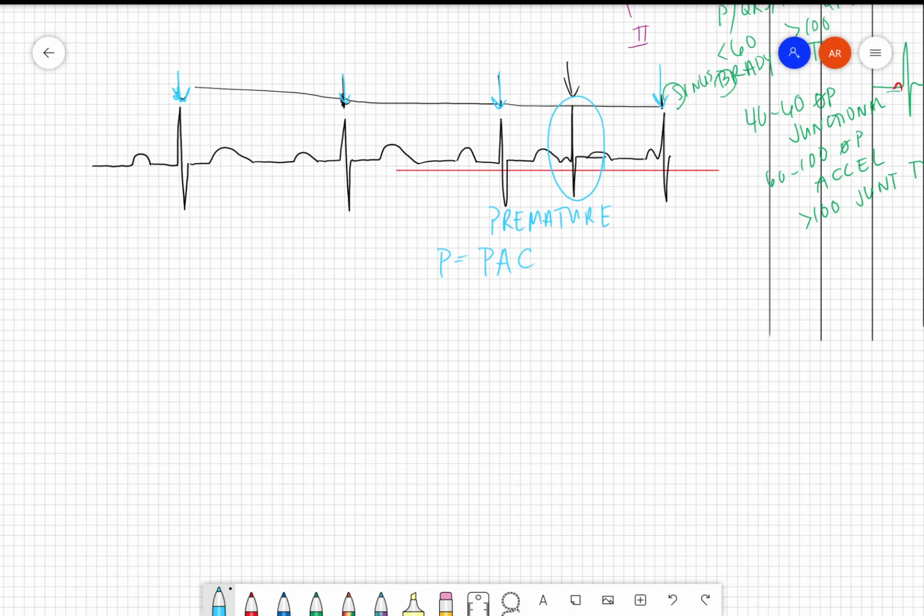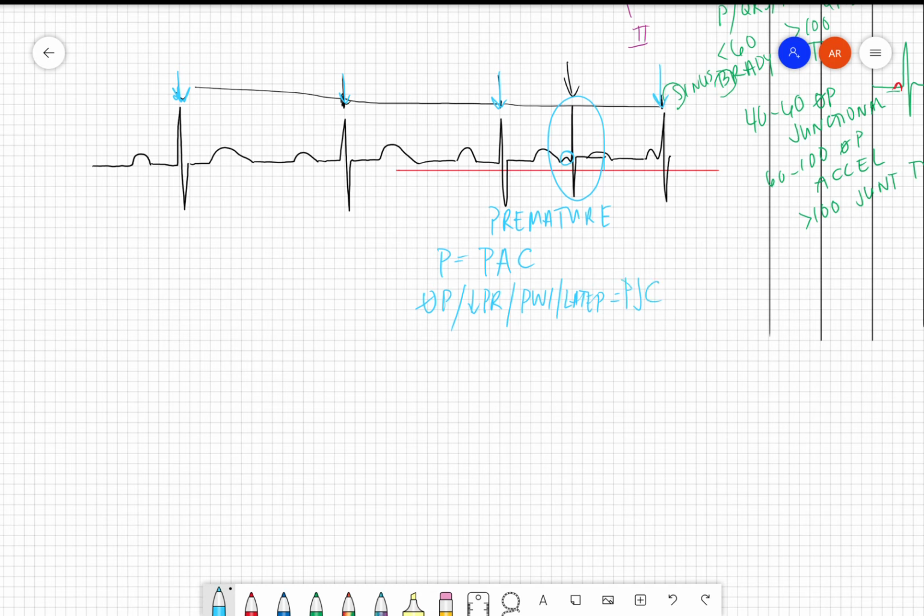atrial contraction. If it doesn't have a P wave, so no P wave, or in this case, it shows a really short PR interval, so decreased PR interval, or maybe it could be an inverted P wave, so P wave inversion, or a delayed P wave, like a late P wave. We'll just call it a late P.